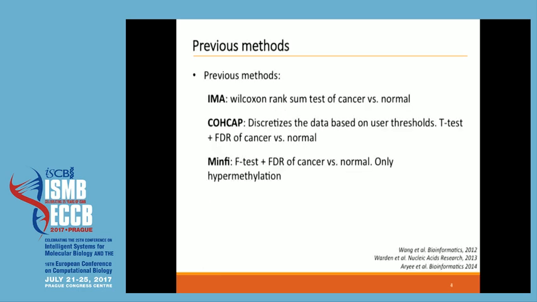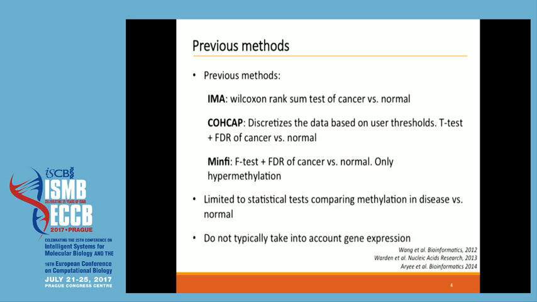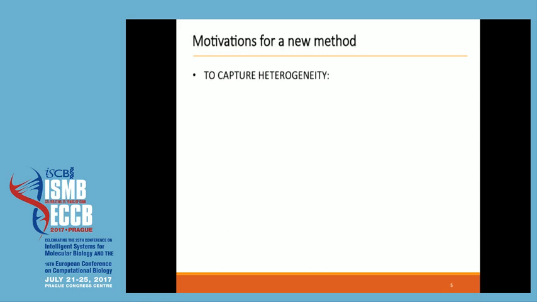There are several previous methods that have been developed for identifying abnormally methylated genes in DNA methylation array data. However, all of these methods compare DNA methylation in all tumor samples to all normal tissue samples without considering inter-individual variability. They also typically don't take into consideration whether the abnormal methylation state corresponds to an abnormal gene expression state, so we don't know if there's any downstream consequence of abnormal methylation. We wanted to address some of these shortcomings of previous methods.